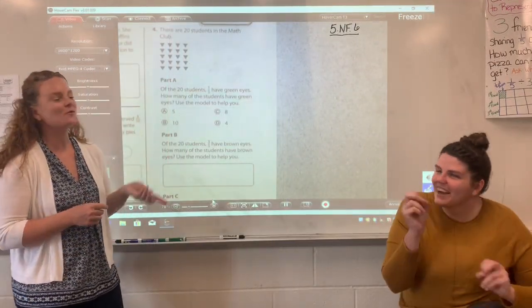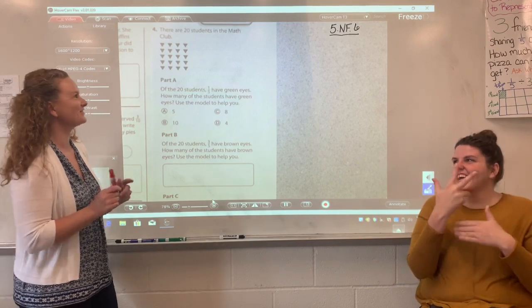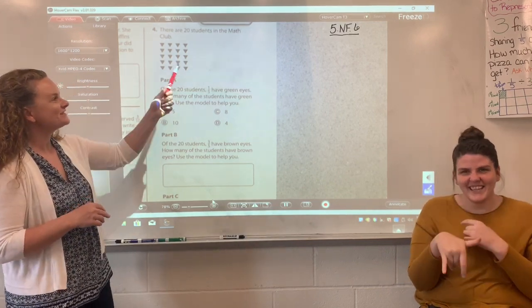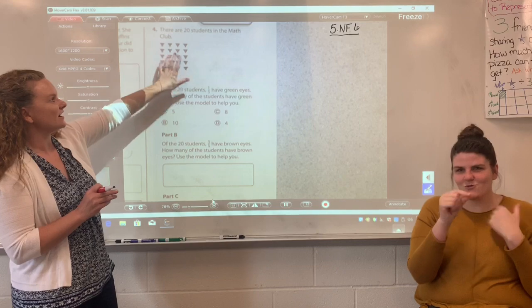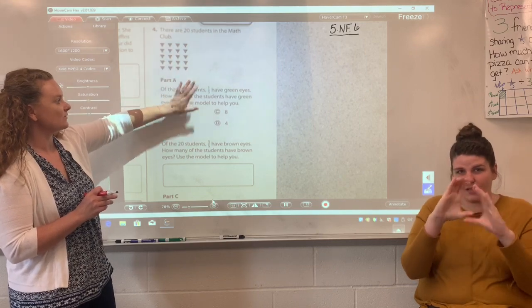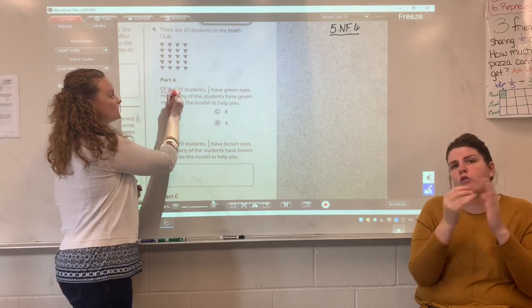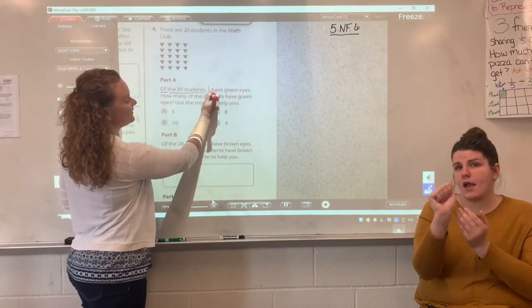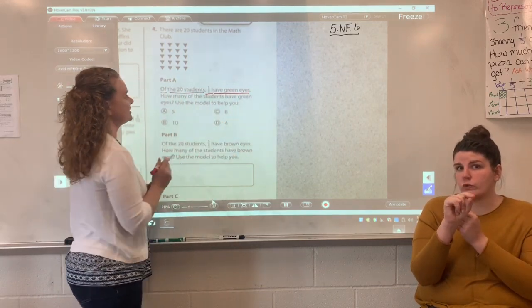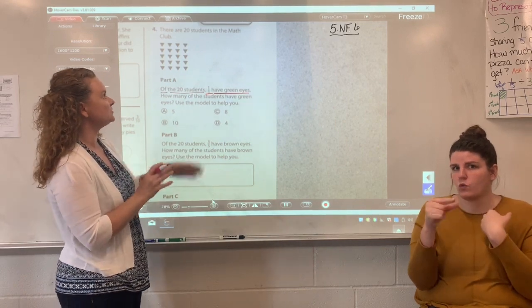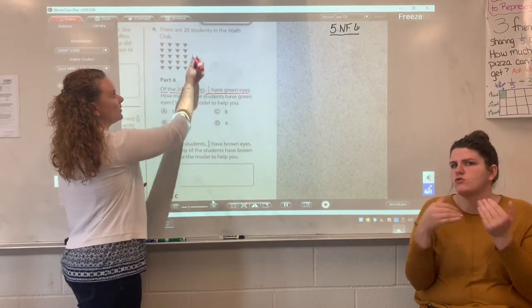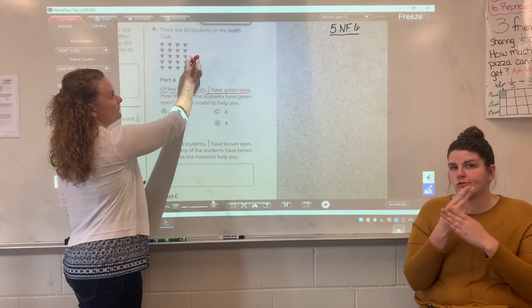All right, number 4 has 3 parts to it. There are 20 students in the math club. So each one of these triangles represents the 20 students, okay? So part A says, of the 20 students, 1/5 of them have green eyes. So how many of the students have green eyes? Use the model.